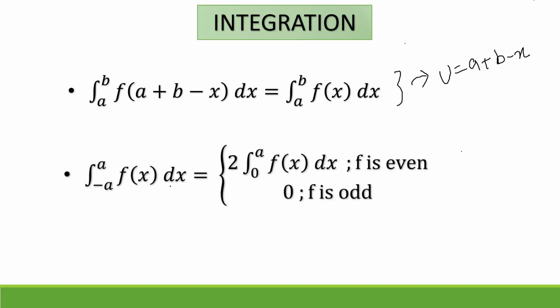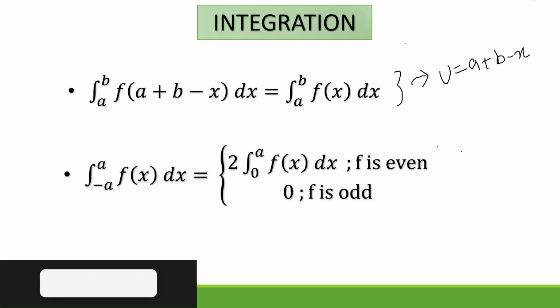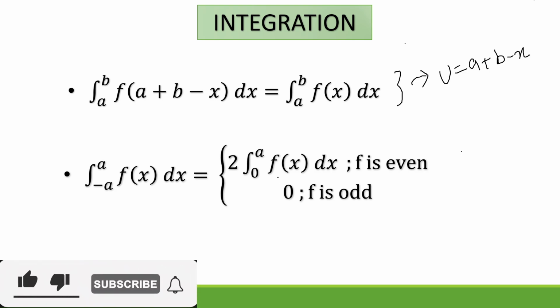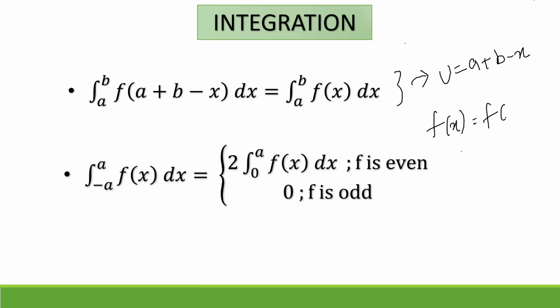This is the integral from -a to a of f(x) dx, and this is again a very important one. This is for identifying even or odd functions. So remember that f(x) is an even function if f(x) = f(-x), so it has symmetry along the y-axis. And f(x) is an odd function if f(x) = -f(-x). So this is even and this is odd.